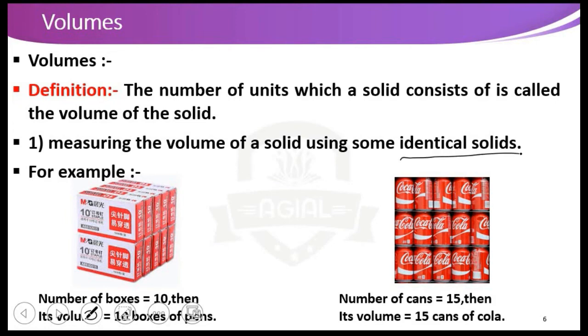For example, in this shape, we have some boxes of pens. We have here 1, 2, 3, 4, 5, 6, 7, 8, 9, 10. So we have 10 boxes. The number of boxes is 10, then its volume equals 10 boxes. In the second picture, we have 15 cans of cola. The number of cans equals 15, then its volume equals 15 cans of cola.